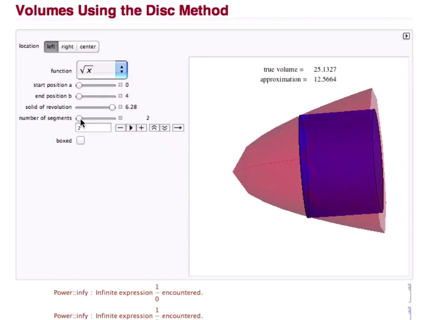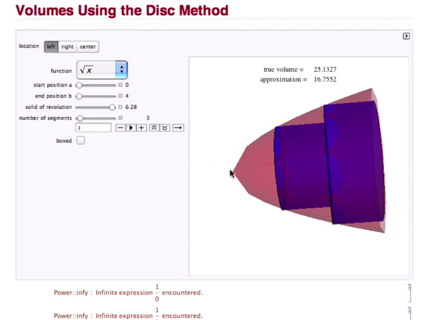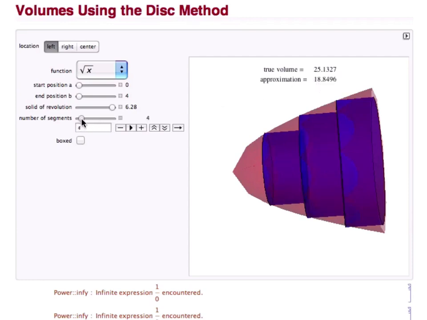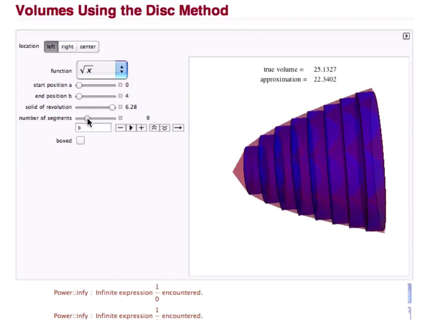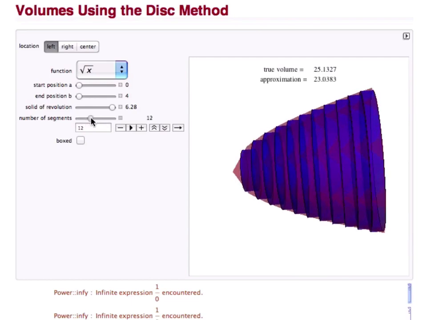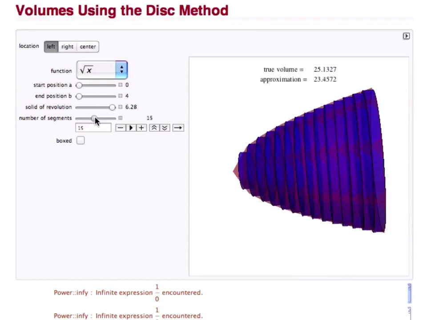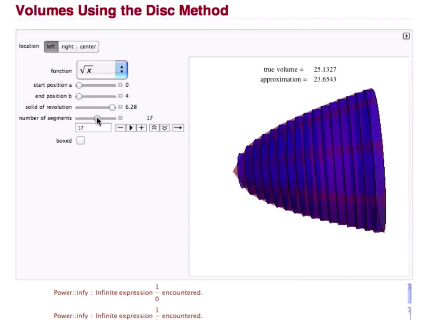Now if we increase this, now we have three disks. The first disk is 0, and we get a very crude approximation again as well. But if we increase the number of regions and shrink this interval, or the height of these cylinders, you can see that the approximation is going to get closer and closer to the actual value of the volume. And this is really what we've been doing all along in calculus.